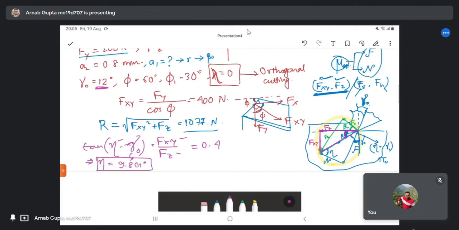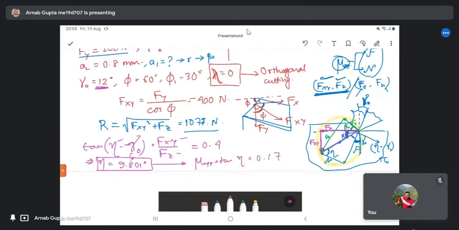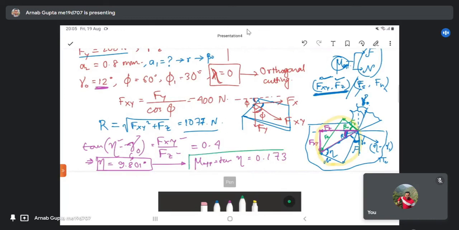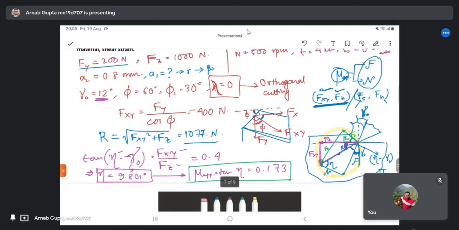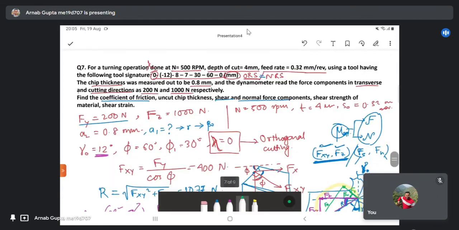Once we get eta, we can find out mu apparent, that is the apparent coefficient of friction. The apparent coefficient of friction is tan eta, tan 9.8, which is around 0.173. So this is the first thing that you have calculated, the coefficient of friction.